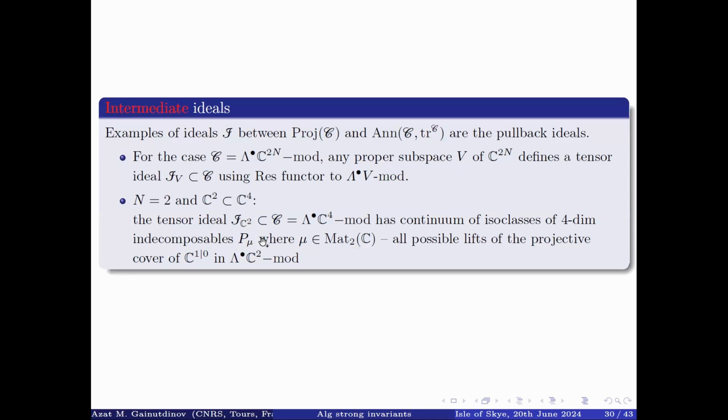And these P mu guys correspond to all possible lifts of the projective cover of the tensor unit for the 2-dimensional subspace, which leads to a module structure for the exterior algebra of the 4-dimensional vector space. And these parameters mu basically correspond to extensions. So they correspond to extensions between simple objects, but with respect to the big algebra. Okay.